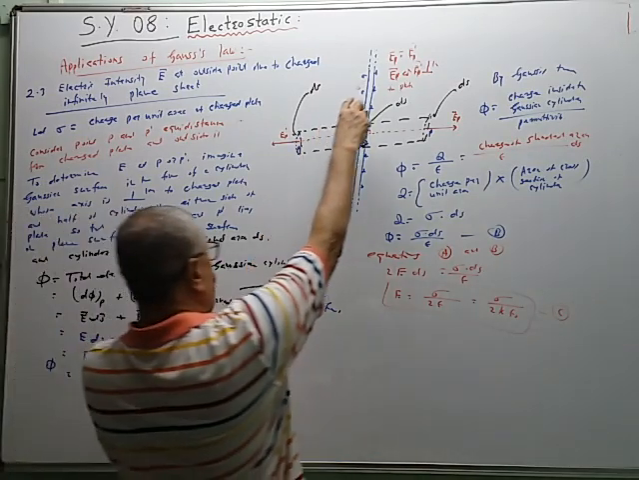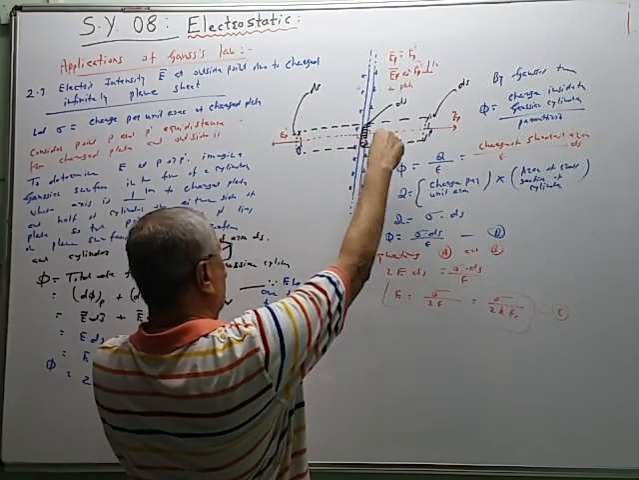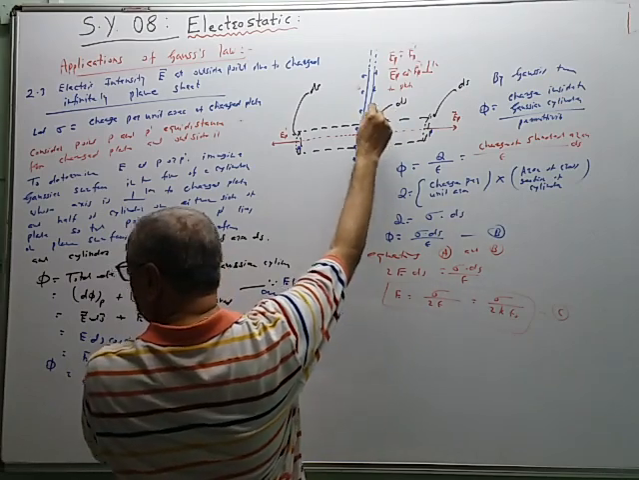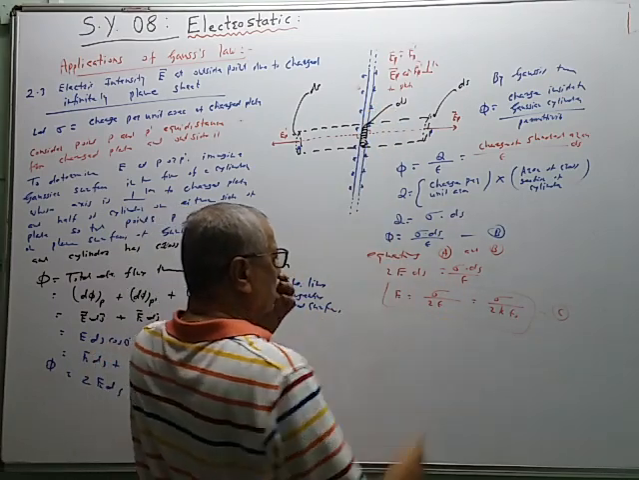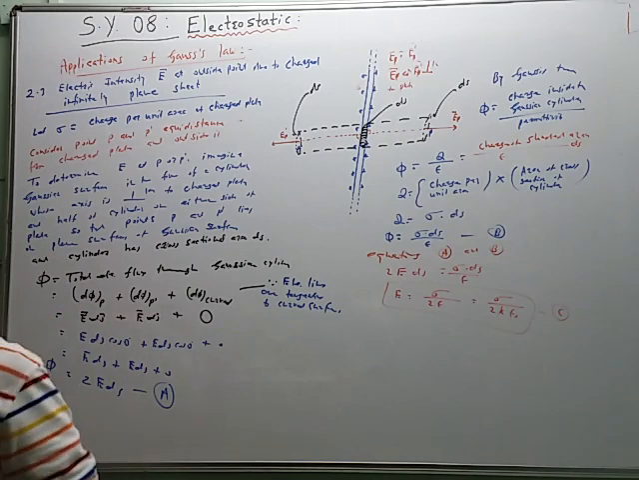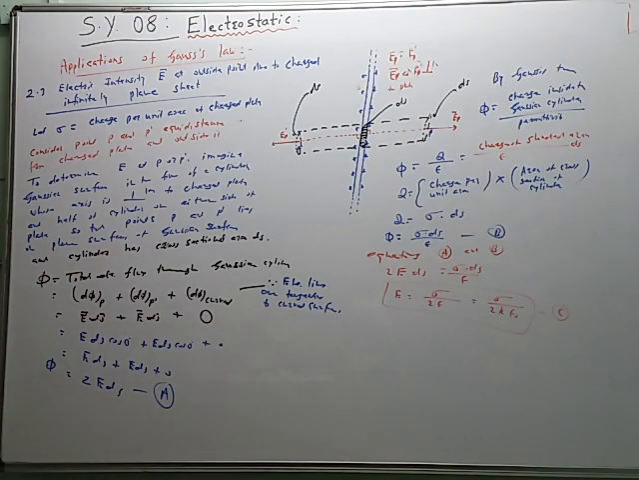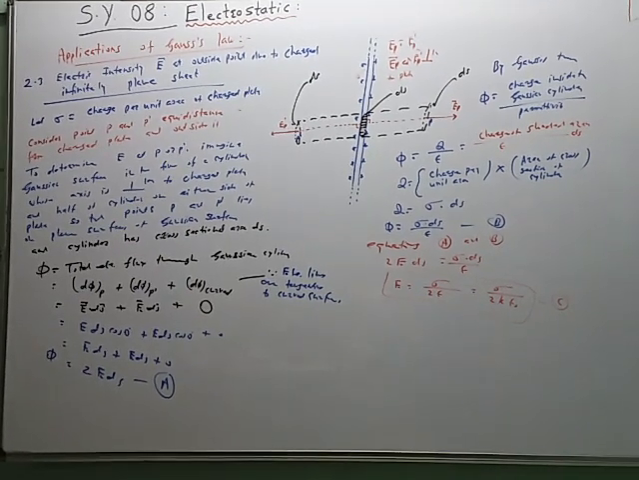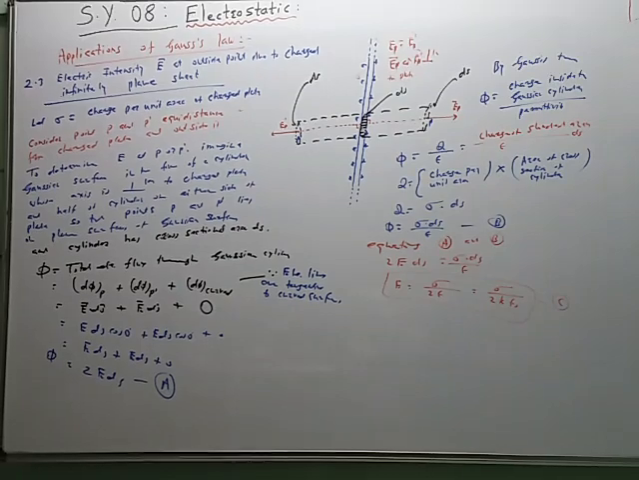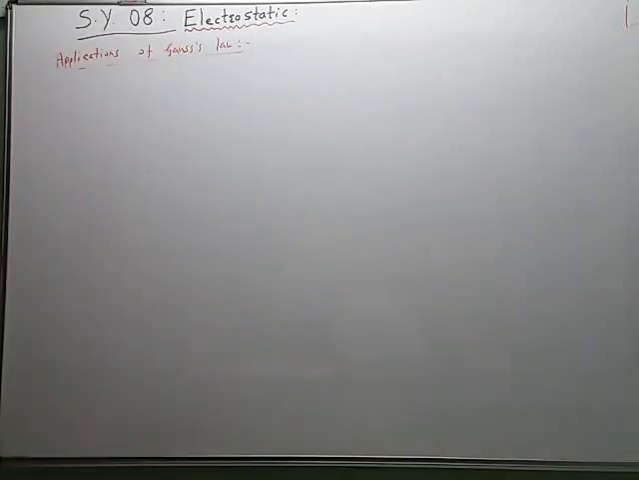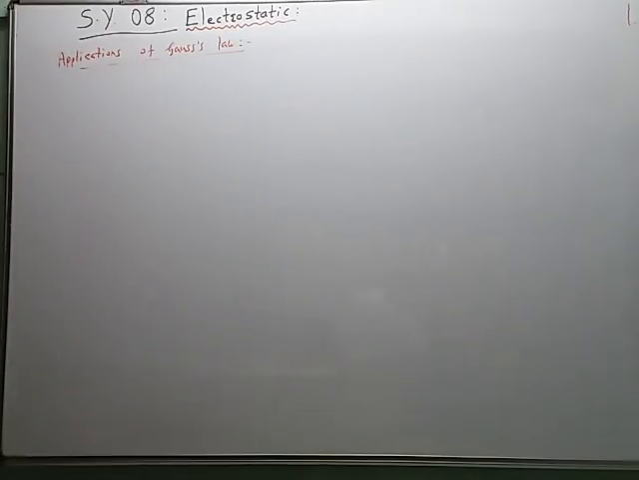If we consider a charged plate, then the intensity is directed normally away, and its magnitude is given by sigma upon 2 epsilon naught. So this is the second application. Okay, we'll stop here.